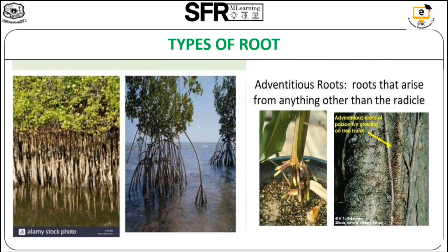These are the other types of roots. In the first two images you can see a special type of roots called pneumatophores, or the respiratory roots, which are present in the mangrove trees. There the soil is very saline in nature, and the roots also need oxygen for survival. In those halophytic plants, as no oxygen is available inside the soil, the roots grow above the soil to get oxygen for respiration.